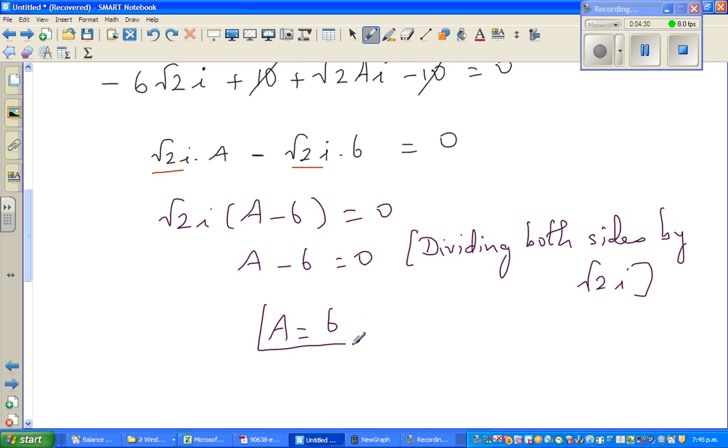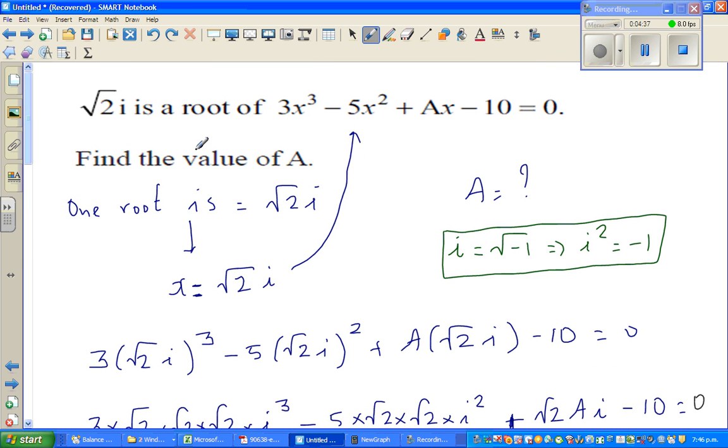Now you should not stop here. As math students, it's always good to check whether our answer makes sense. So this means the equation changes to 3x cubed minus 5x squared plus 6x minus 10. I'm not going to solve this by hand. You can solve it if you want, but I'm going to use a graphic calculator and ask it to solve this and see whether this is one of the roots.